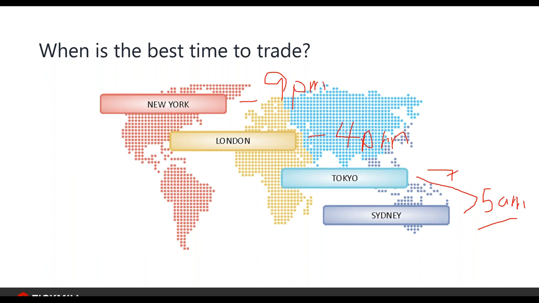So the best time to trade is when there's a lot of traders that are participating in the market. So this is actually the best time when the New York market and the London market meets. This is the best time to trade kasi this is the time na the market is active. Marami nang nagte-trade, and it can help you decide kung ano yung magiging direction ng market natin.